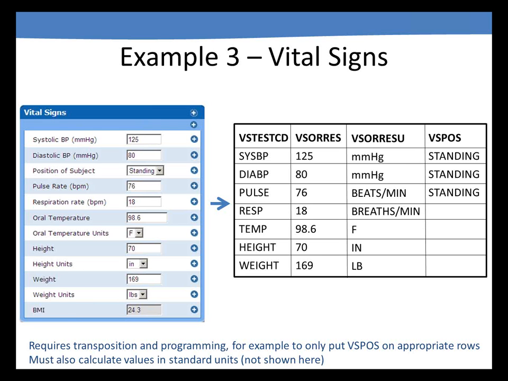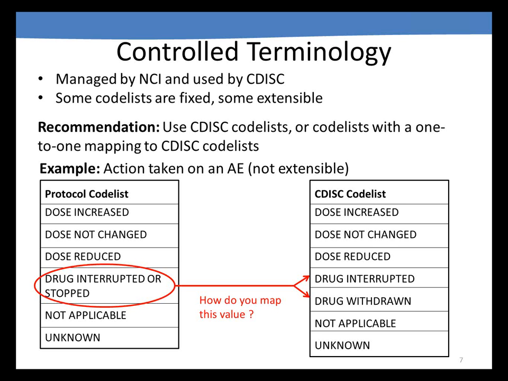Let's move on to talk about controlled terminology. These are actually managed by the National Cancer Institute and used by CDISC on an OEM basis. Some of these code lists are fixed, so you have to use only the entries in there and no more. But many of them are extensible, which means you have to use the ones that are there, but if you have additional values, you can put those in as well.